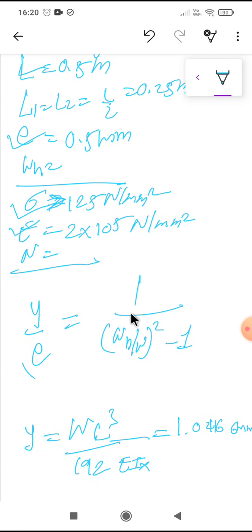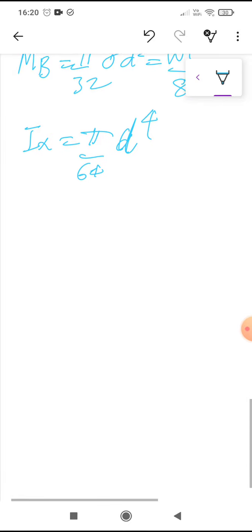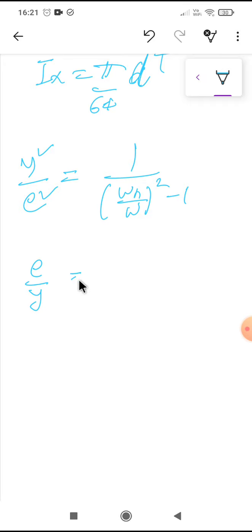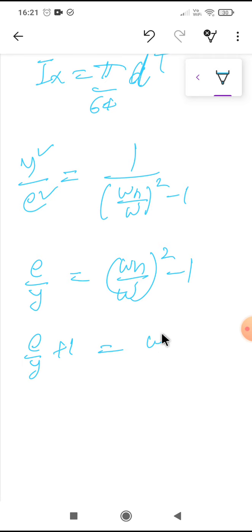So y by e is equal to 1 upon (omega n by omega) whole square minus 1. Let me rewrite this formula. Now we have y, we have e, so let me take the reciprocal. This will be e by y is equal to (omega n by omega) whole square minus 1. Let me bring 1 on this side. So e by y plus 1 is equal to (omega n by omega) whole square.